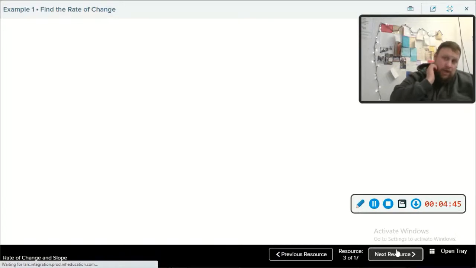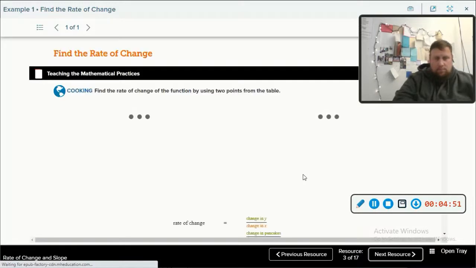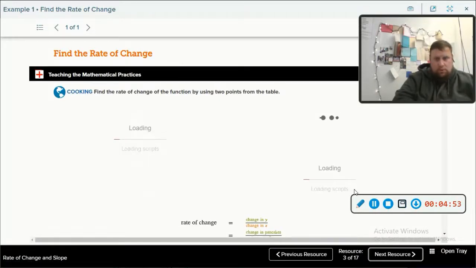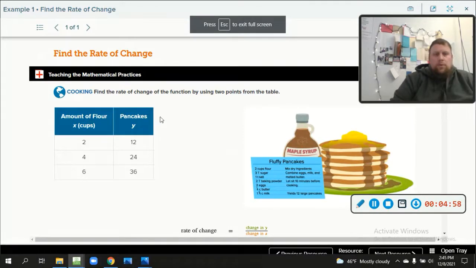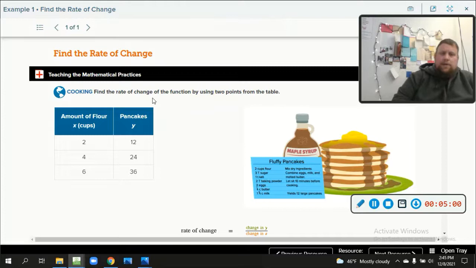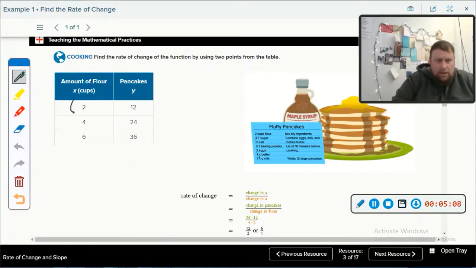We're going to find the rate of change right here. Okay, so for this one, we want to find the rate of change of the function by using 2 points from the table. So let's look. We're going to use the first point, (2, 12). Notice we call these points because they're written as if they could be xy points. That little comma in the middle, right? So what do we see right here? The point (2, 12), the point (4, 24), and (6, 36). We can pick any of these 2 points. They'll come out the same. But I want to look at these 2 points.